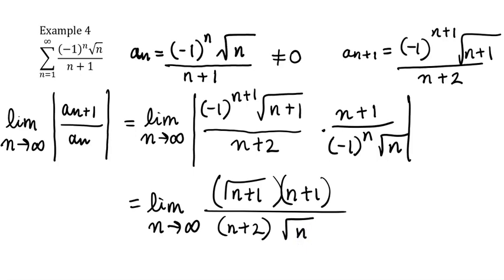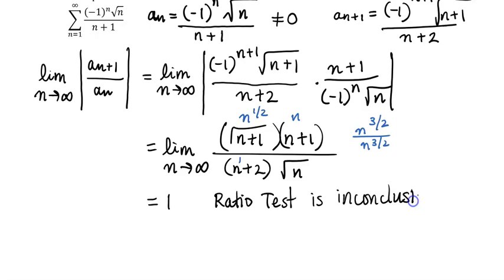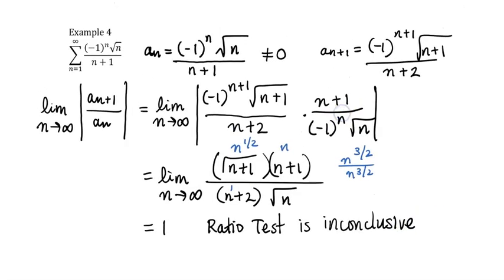This is a rational expression. Let's think about the degree in the numerator and the degree in the denominator. This factor here in the numerator is giving us an n to the 1/2 multiplied by the n that shows up in the second factor. So the degree in the numerator is 3/2. And if you look at the n in the denominator and the square root in the denominator, you see that the degree in the denominator is also 3/2. To conclude that this limit is equal to 1, which tells us that the ratio test is inconclusive. It does not tell us anything about the convergence or the divergence for this series.